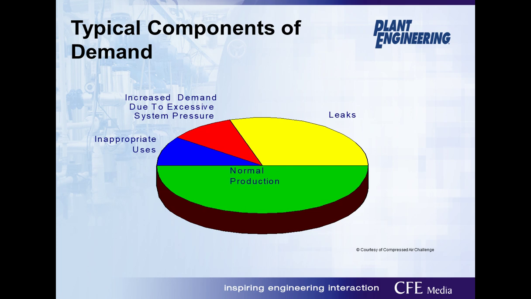And the next portion, again, is looking at demands themselves. So when we're looking at demands, we want to look at the components. This just gives you a typical component that we talk about in compressed air training, CAC training. Normal production is about 50%. It's showing about a third in leaks. And then we have what we refer to as inappropriate uses. And then this increased demand due to excessive system pressure, which most people call artificial demand.